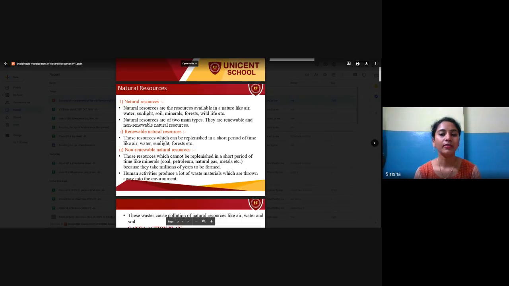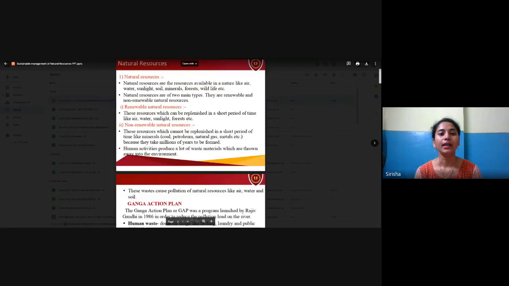So, let us have a look towards another lesson that is called Sustainable Management of Natural Resources. So, what are natural resources? Natural resources are the resources available in nature, like all the things which we see and which we call in Sanskrit as Panchbhutas. What are they called? Panchbhutas, like air, water, sky, earth, fire.